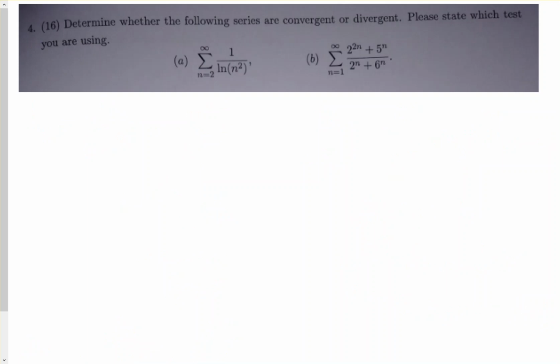Okay, let's take a look at number 4, part A. Determine whether the following series is convergent or divergent. Okay, so for this one, we're going to do a direct comparison test. We're going to state that an is 1 over n. And the series that we're talking about in here, this is our Bn. Basically we have 1 over ln of n squared is greater than or equal to 1 over n.